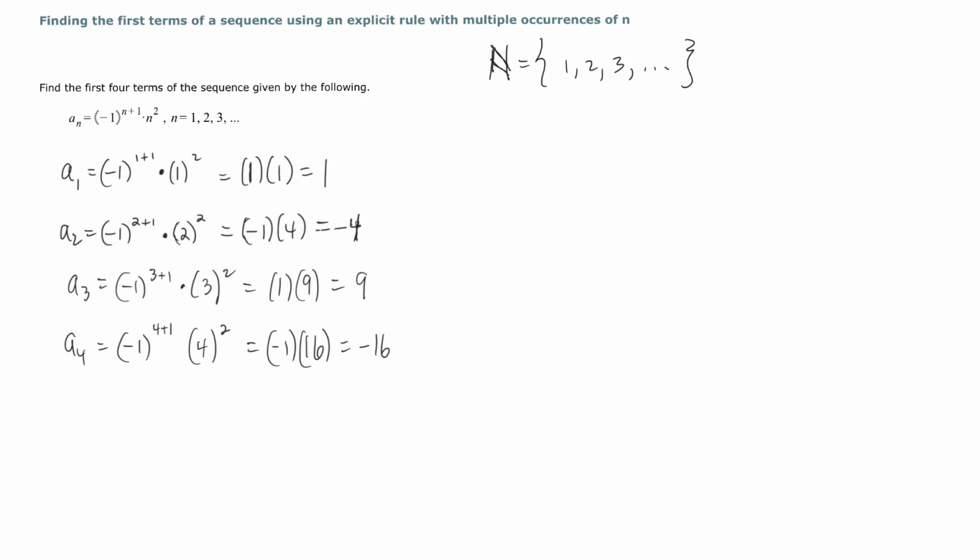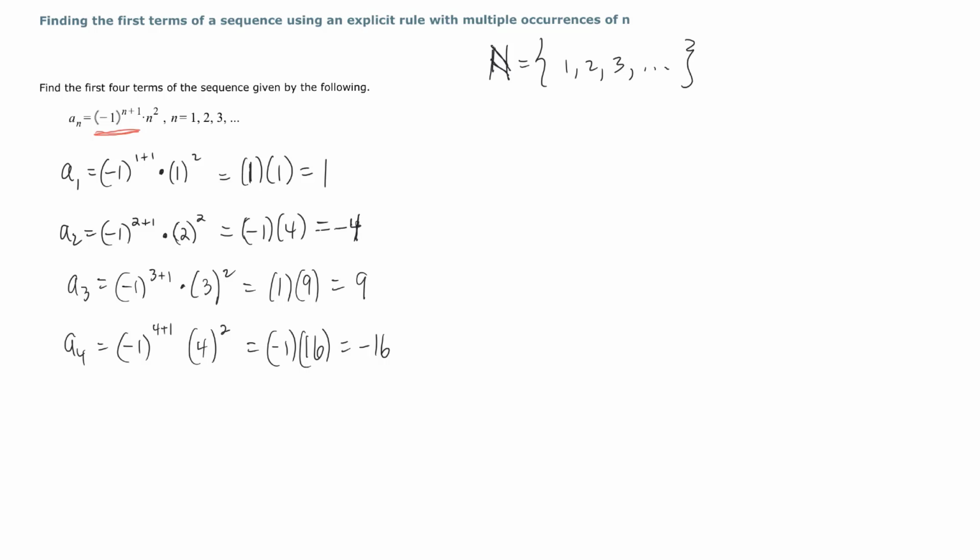And so a lot of times, especially in calculus, we see this right here. This part right here is called the alternating symbol. So it alternates between positive or negative right there. That's like an alternating symbol there.